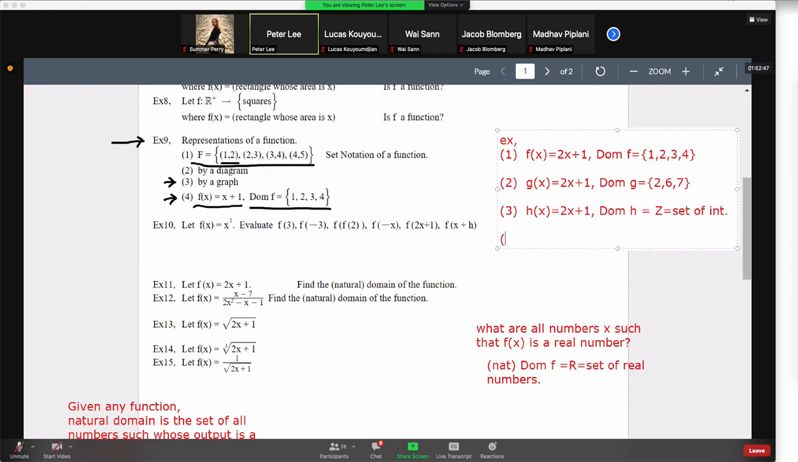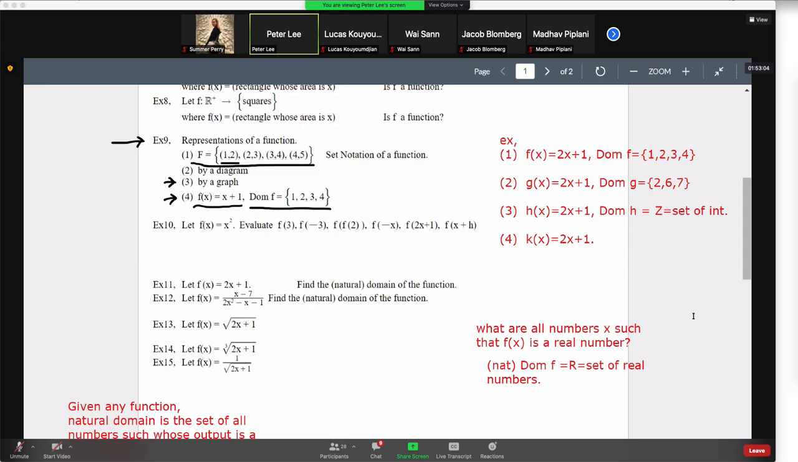Then number 4, how about k? Let me know the name of the function k. This equals k of x equals 2x plus 1. Okay, let's consider all these functions right here. Let's consider function number 1, number 2, number 3, number 4.